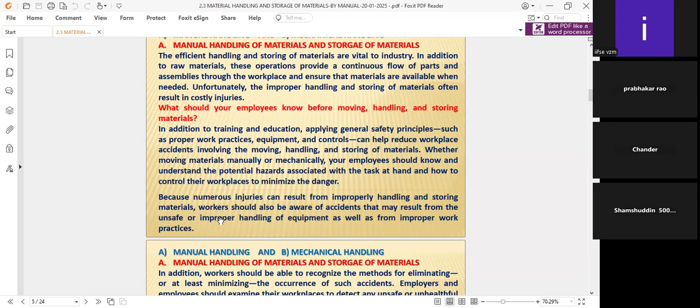If you are doing the work in an unsafe manner, what is the difference between safe and unsafe, and what are the consequences? They have to explain that immediately during the training of the people. That's what the paragraph says. But workers should also be aware of accidents that may result from unsafe or improper handling by the people or employees, so they can know the accident will definitely occur. That's why they should know before doing the work.